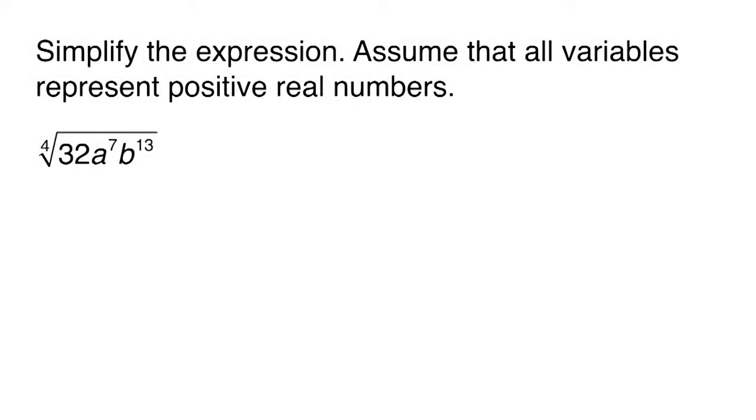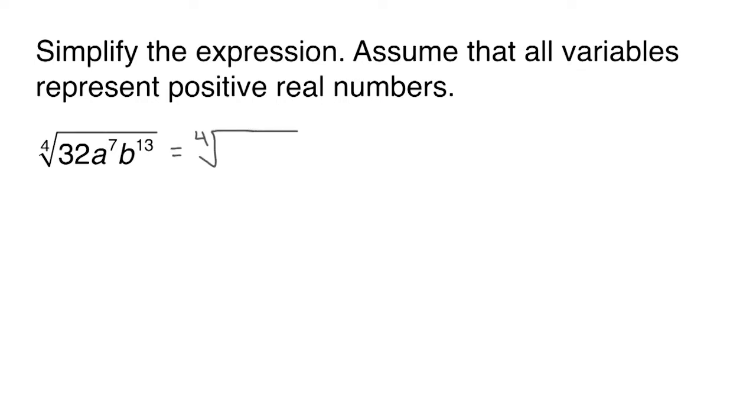Simplify the expression. Assume that all variables represent positive real numbers. The fourth root of 32a to the 7th b to the 13th. To simplify, we'll factor the radicand so that we factor out the perfect fourth powers.